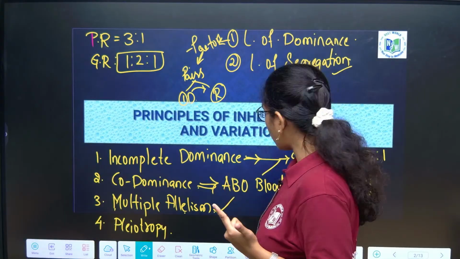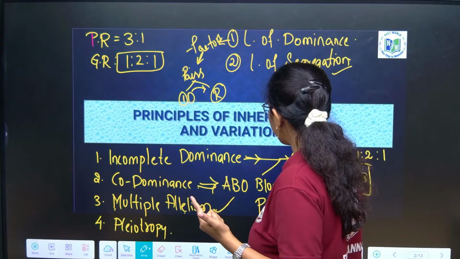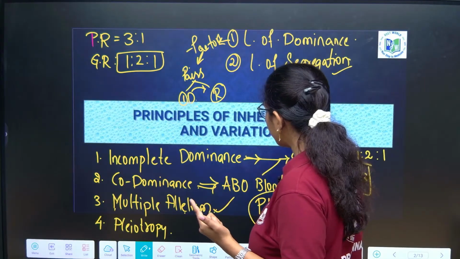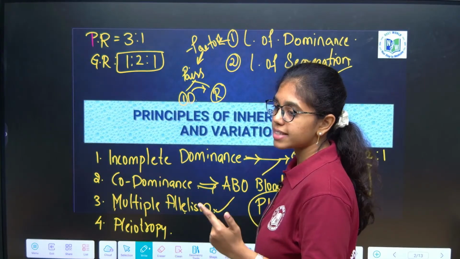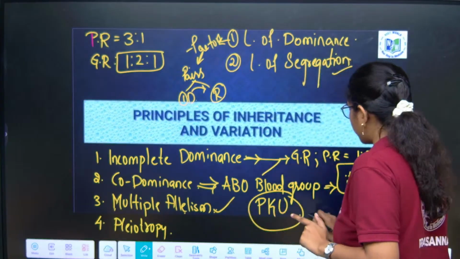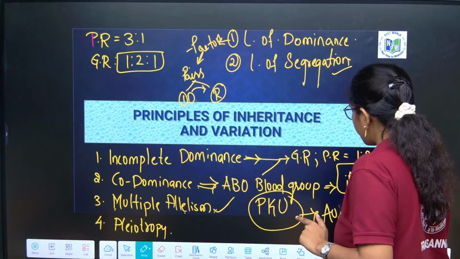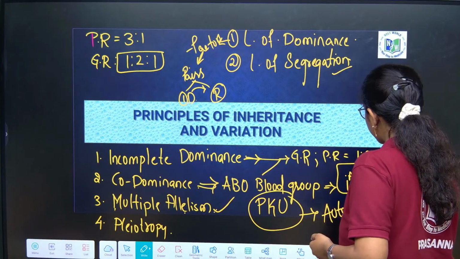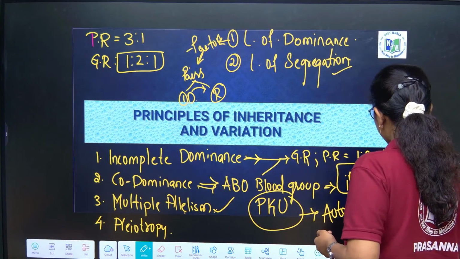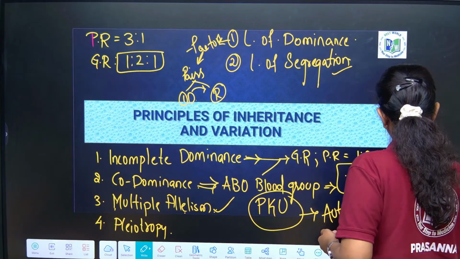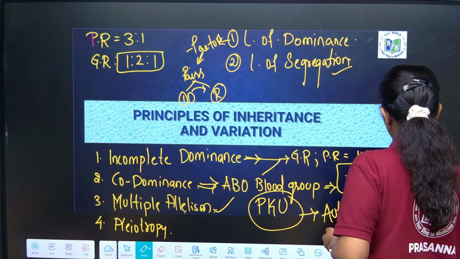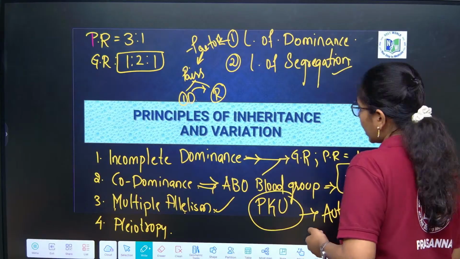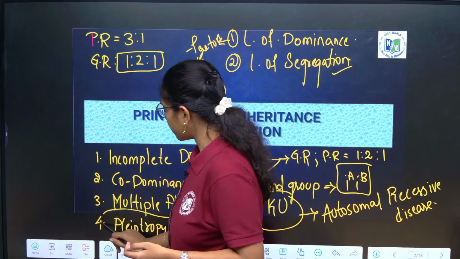The second example is what type of disease we have learnt? Phenylketonuria, which is an autosomal recessive disease. Do remember that, autosomal recessive disease.